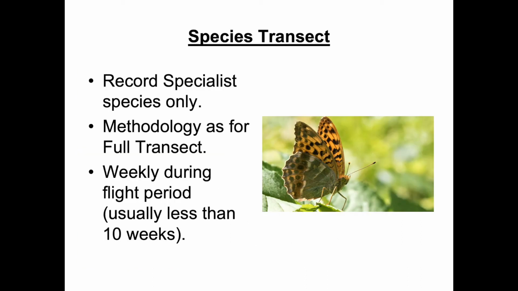Now, a species transect is less intense. As its name implies, it's just about recording normally rare species, and we normally only record 1 or 2 at the most on the species transect. The methodology is exactly the same as what I've just described for the full transect, but you only do it when the butterfly is flying. So you normally try and do it, and this is where our website is useful, you start when the first one has been seen in the county, and you end it when you stop seeing the butterfly. And for most species, that's a maximum of about 10 weeks of recording.